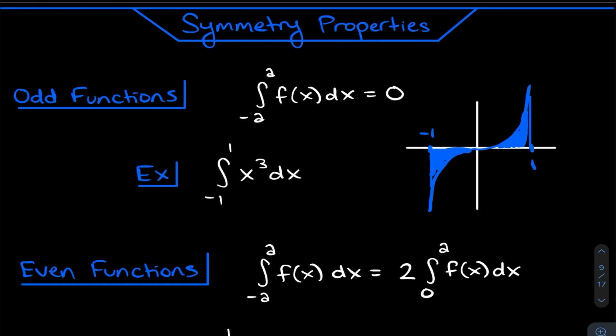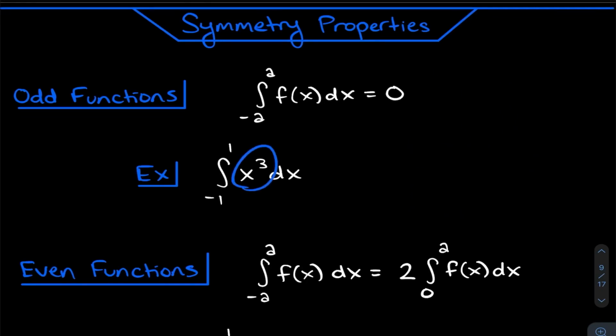And so if you see an odd function, like x cubed, or like a polynomial that only has odd exponents, or actually something like sine of x, those are all odd functions. If you see something like that and you see that the bounds are from -1 to 1 or -2 to 2 or -3 to 3, the answer is 0.